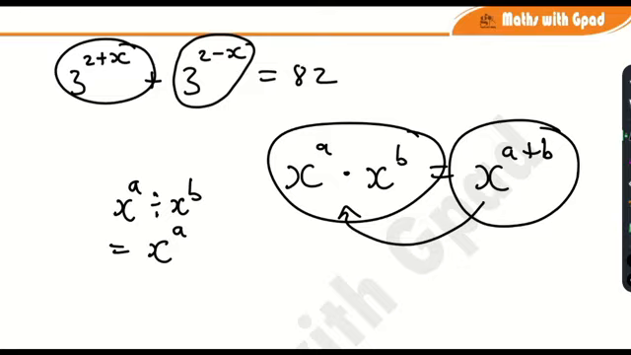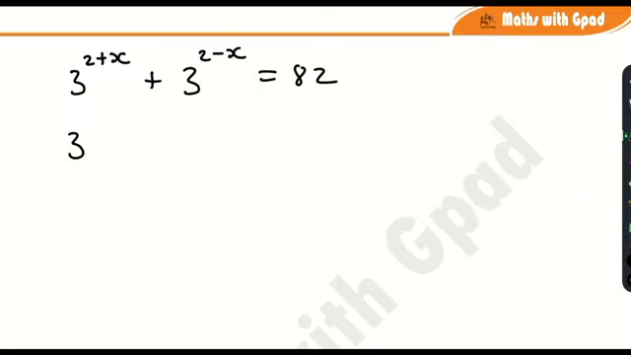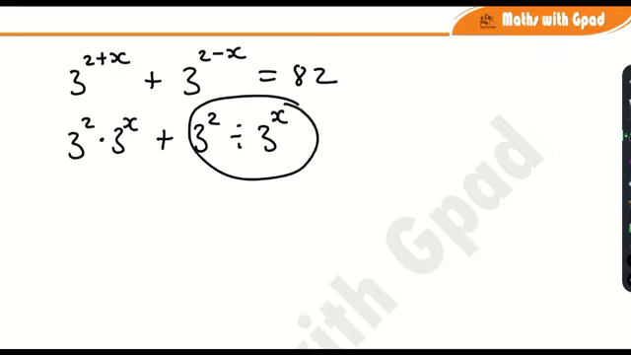So let's get started. Now it's going to be 3 raised to the power of 2 times 3 raised to the power x, then plus 3 raised to the power 2 divided, like I explained earlier, by 3 raised to the power what? X. If you apply the law of indices, this we have 2 minus x, here you have 2 plus x. Now this is equal to 82.